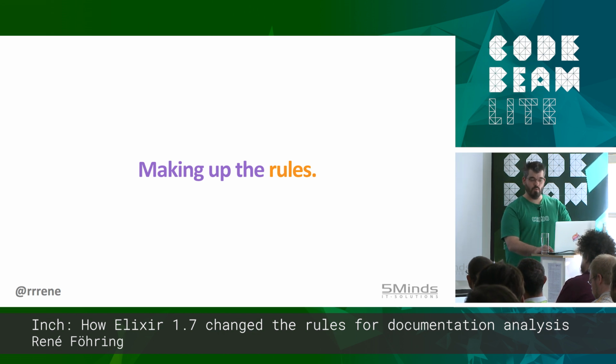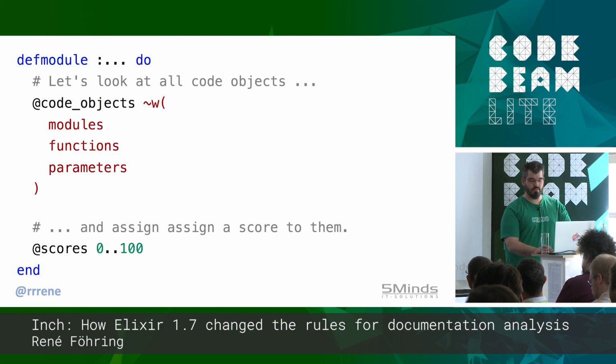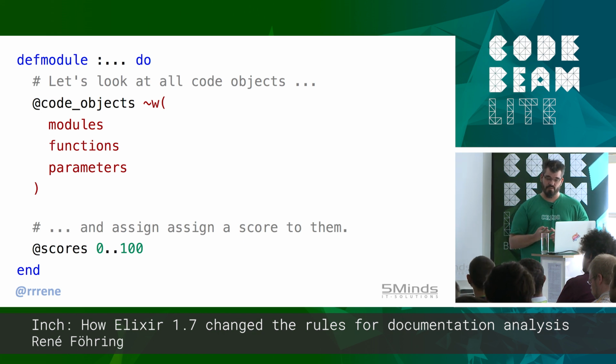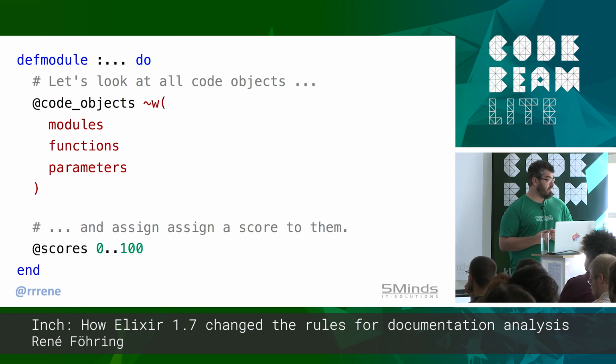Well, first let's make up some rules regarding the question: what should be documented and how can we measure that? We want to look at code objects for evaluation, and it's code objects that are modules, functions, and parameters. After we collected these objects, we will have to assess how much documentation there is and assign scores based on our findings. And these scores will range from 0 to 100, with a completely undocumented object getting a 0, and the max score will be 100. But of course, there's a catch, so how do we get the data?